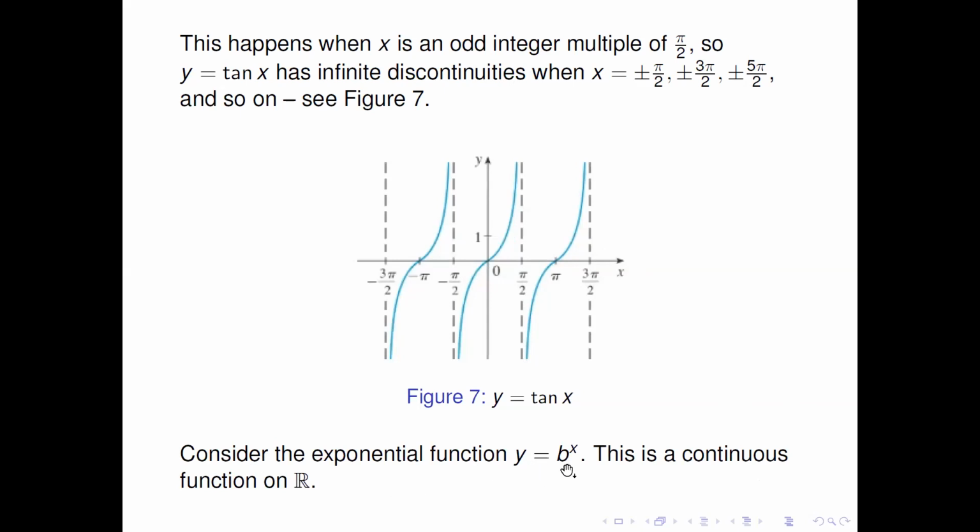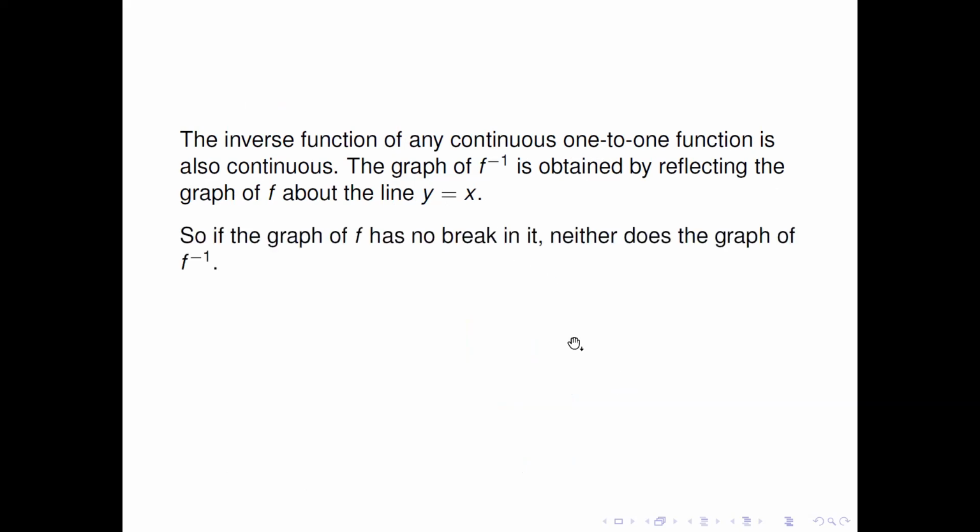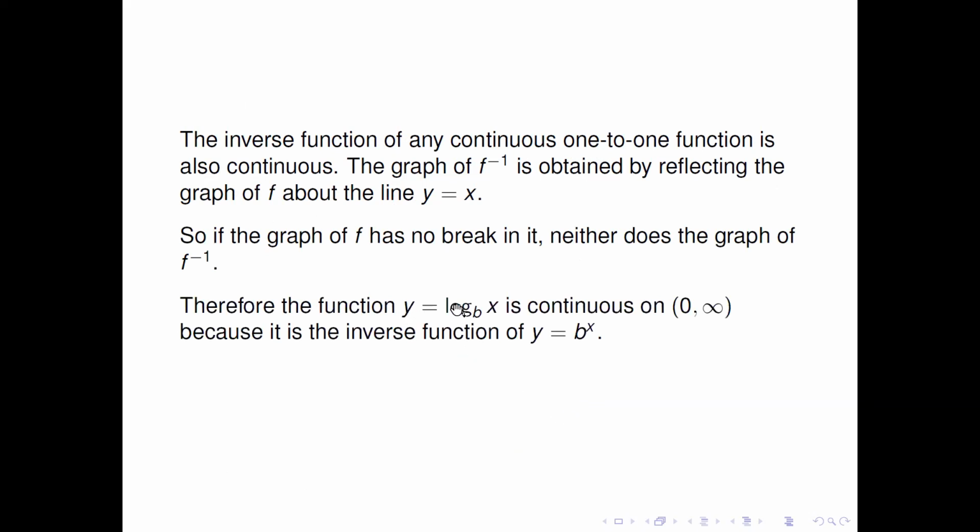The exponential function y is equal to b to the power x is a continuous function. The inverse function for any continuous one-to-one function is also continuous. The graph of the inverse of f is obtained by reflecting the graph of f about the line y equals x. And so if the graph of f has no break in it, neither does the graph of its inverse. The function y is equal to log to the base b of x is continuous on this interval here, 0 to infinity, because it is the inverse of the function y is equal to b to the power x.